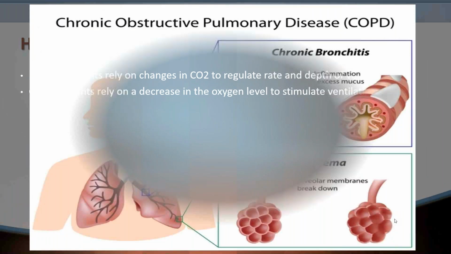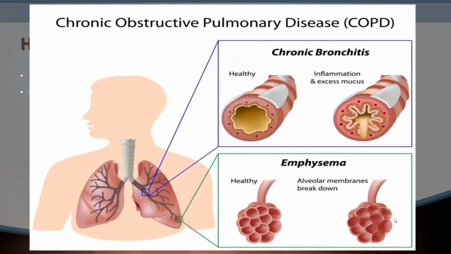For our COPD patients, there are two primary culprits behind this. We have chronic bronchitis, which, if we reflect upon our medical terminology, chronic is a root word describing long-term. Bronch is another root word, and that is our bronchioles, and itis is our inflammation. So we have long-term inflammation of the bronchioles, and then we also have an excessive buildup of mucus in there.